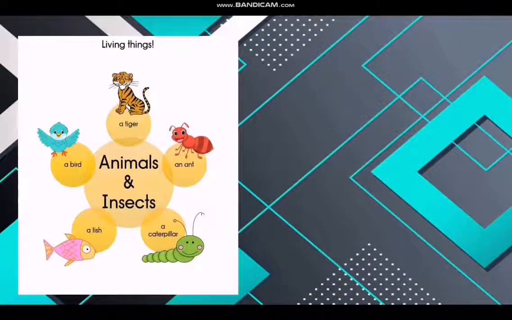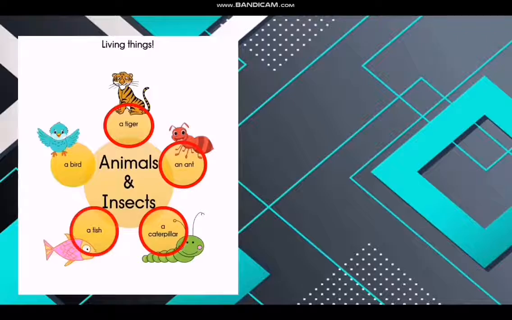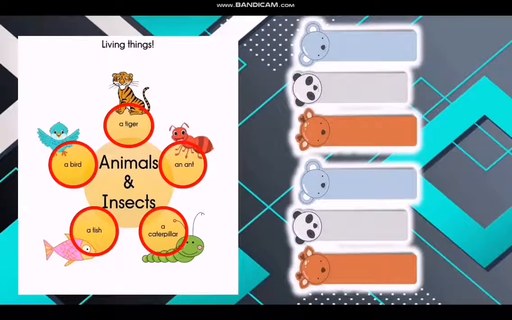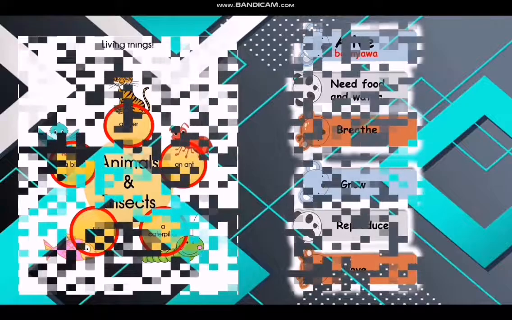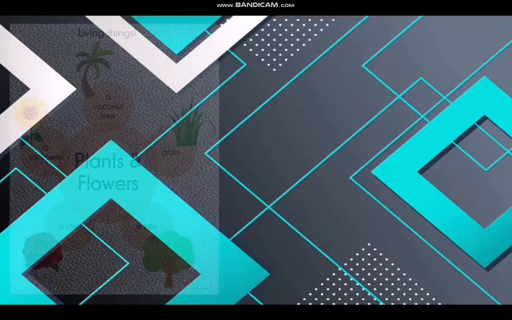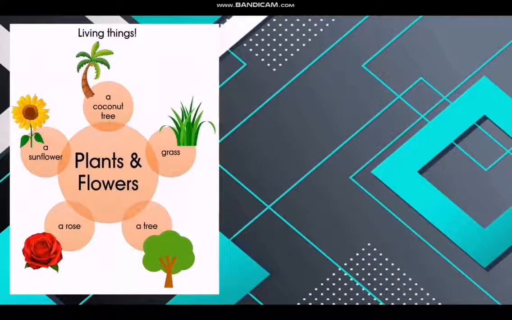The next one is animals and insects. For example, a tiger, an ant, a caterpillar, a fish, and a bird. They are alive. They need food and water. They breathe. They grow. They reproduce. And they move.